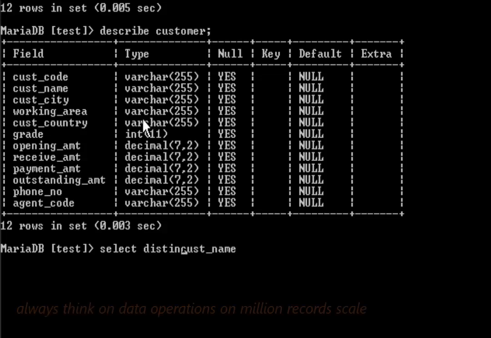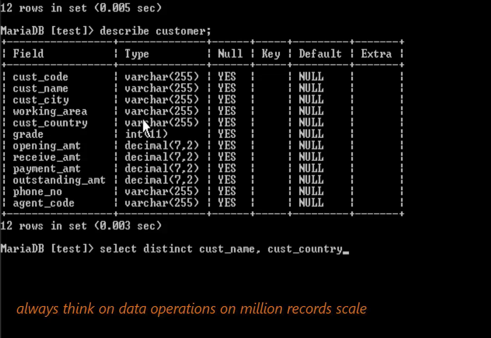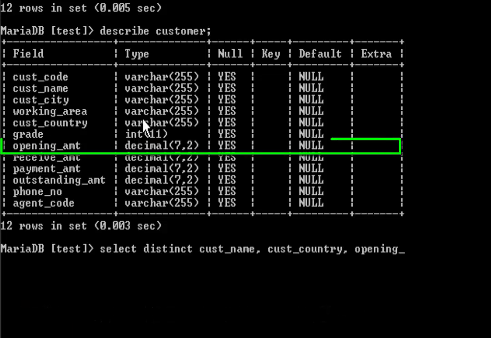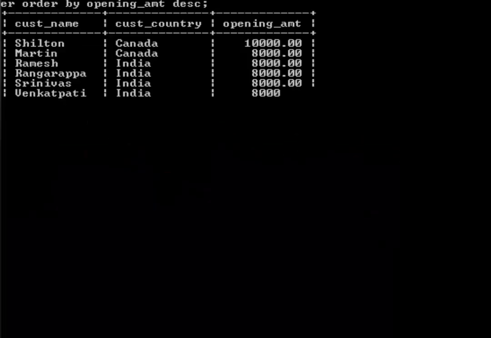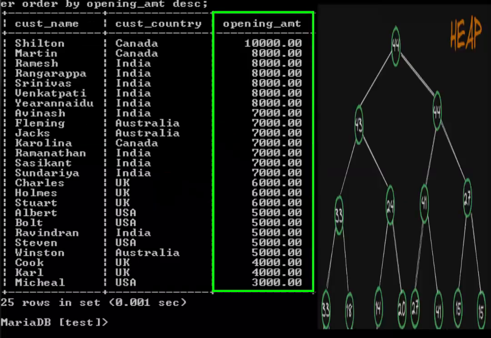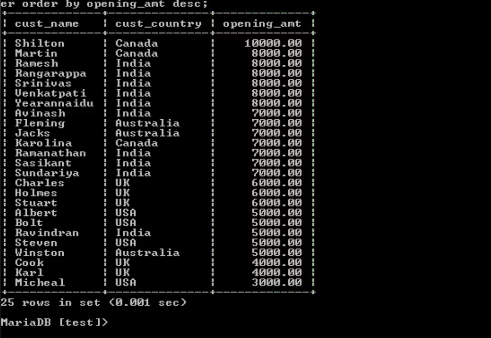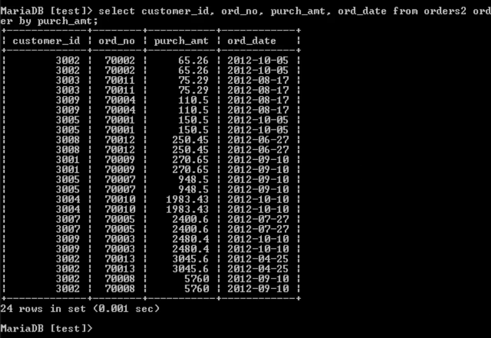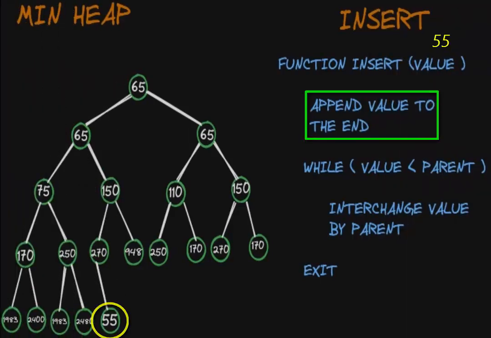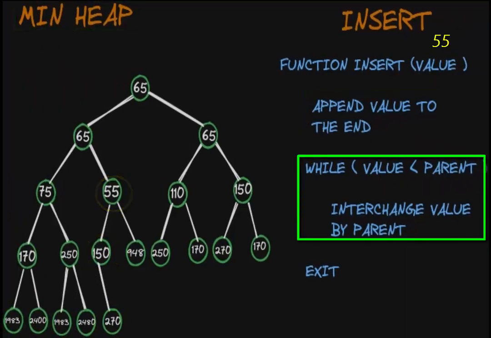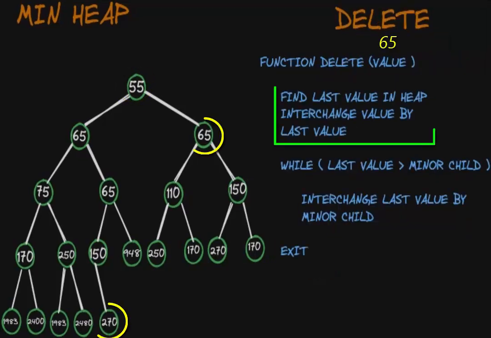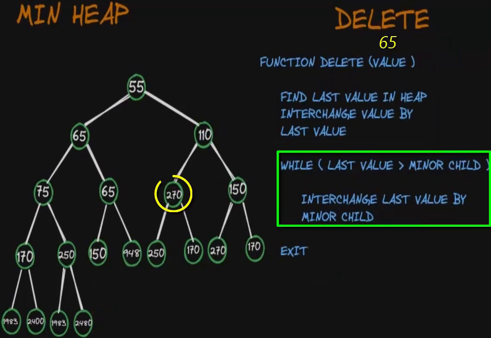For example, if we were about to classify millions of bank customers by their opening amount, it would be far better to arrange the information in a heap, making every operation hundreds of times faster. Now, using the same idea, we can arrange elements numerically from lowest to highest. In such a case, it is called a minimum heap, where insertions and deletions work the same way.